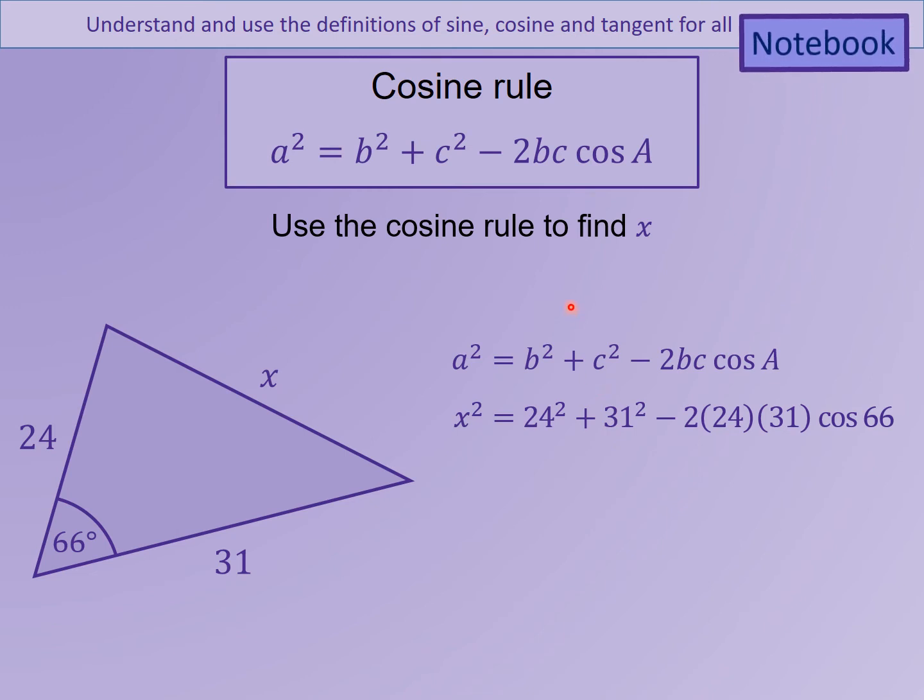And I can now type that into my calculator to give me a value for x squared. And then finally, let's not forget to square root at the end to give me my value of x, which I've written down to 3 significant figures.